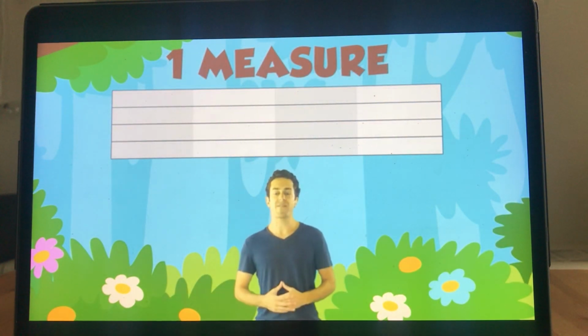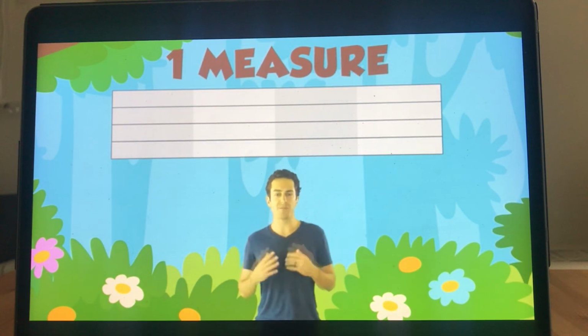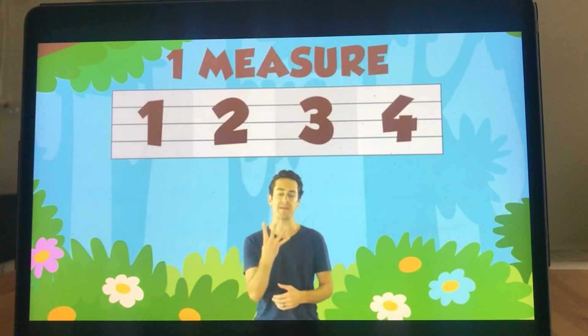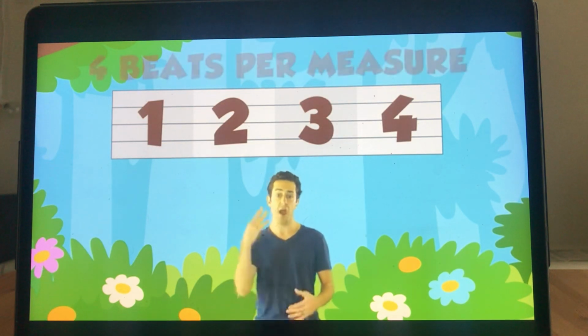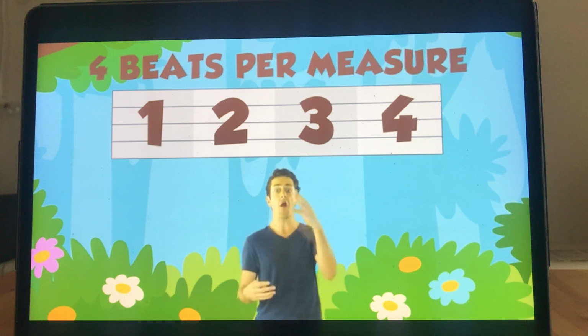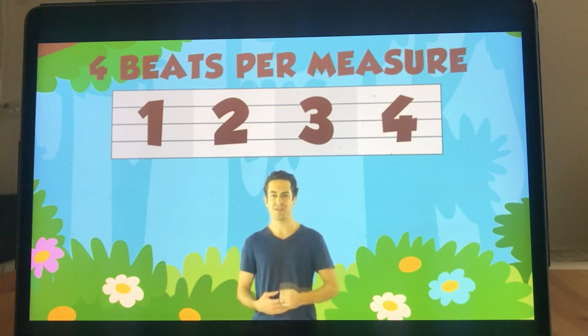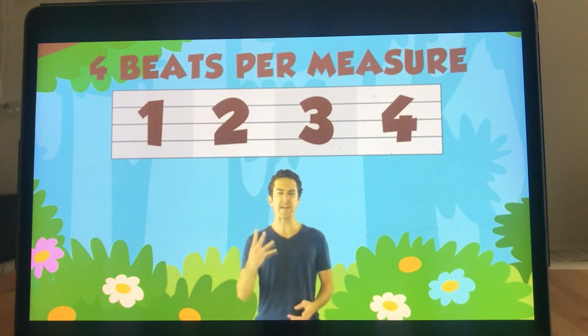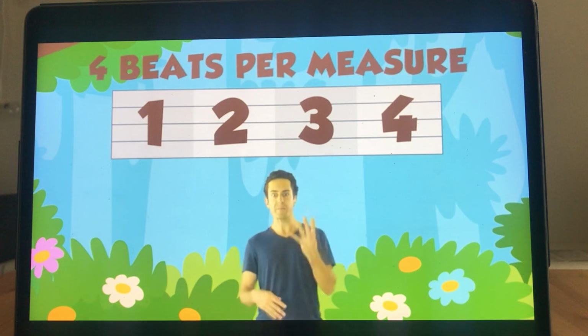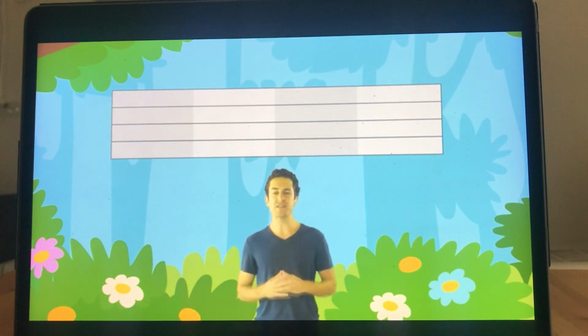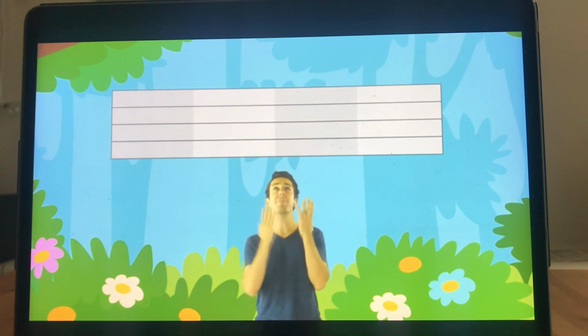Every measure we have here in Primary Prodigies, for the most part, is going to have 4 beats per measure. Can you say 4 beats per measure? One more time. 4 beats per measure. Yeah. So those 4 beats are indicated by these gray boxes.